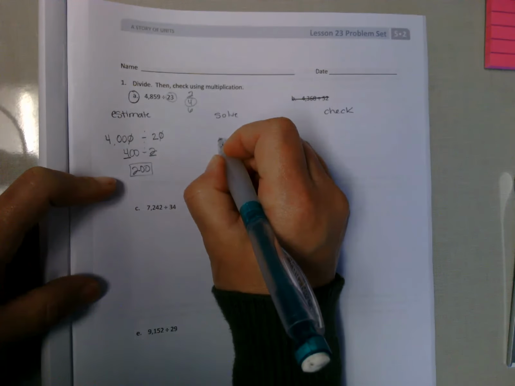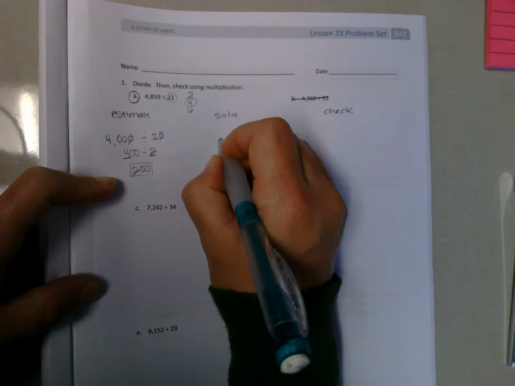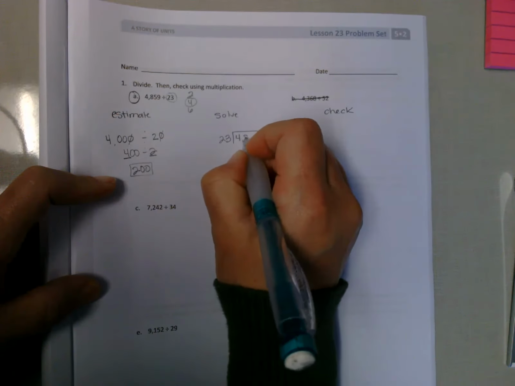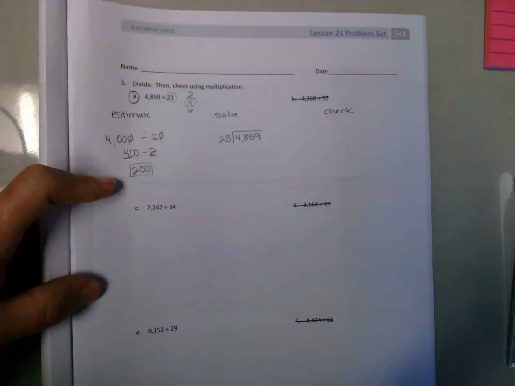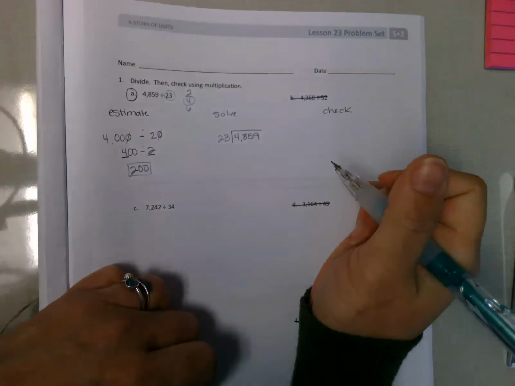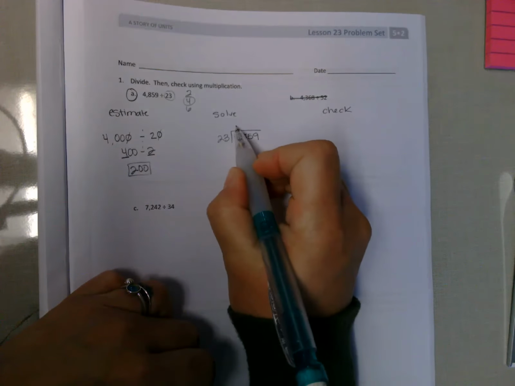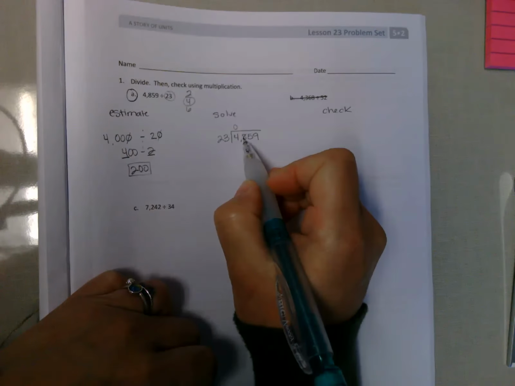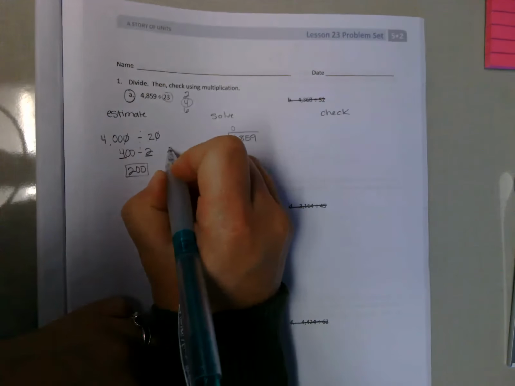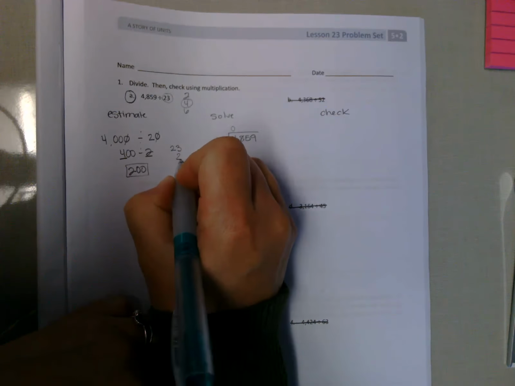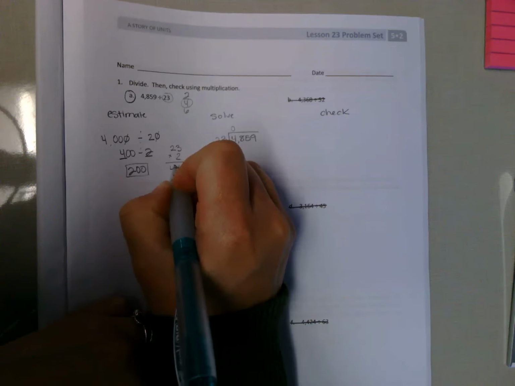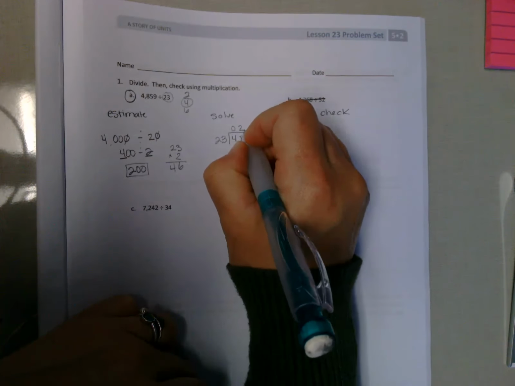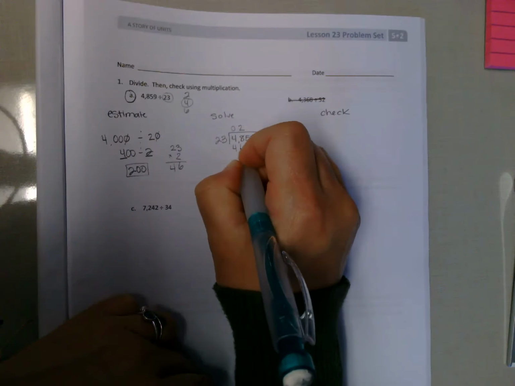Now I'm going to write my expression in standard algorithm. 23, my divisor, on the outside of my house. My 4,859, my dividend, on the inside of the house. And now we're going to go ahead and start dividing. Well, 23 does not fit into 4, so I'm going to put that placeholder there. But 23 does fit into 48. I'm going to say 2 times. Let's check. 23 times 2 is 46, which is just slightly below that, so it works. We didn't pass it. 2 times, which is 46.